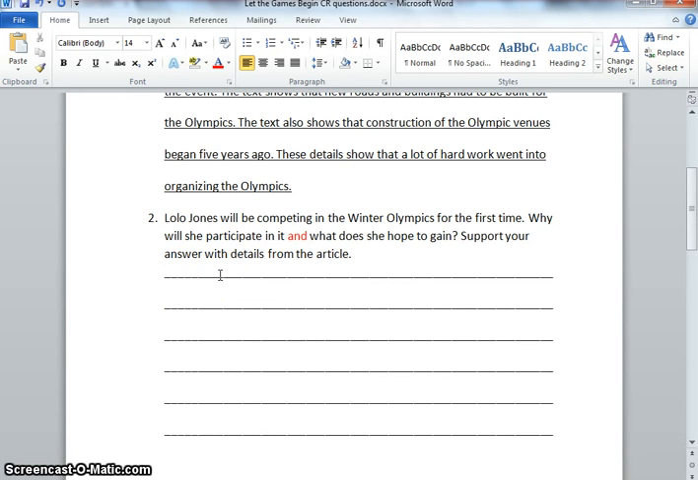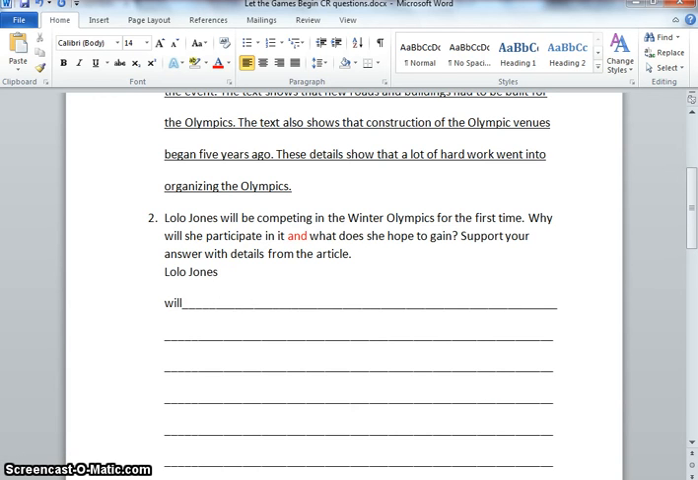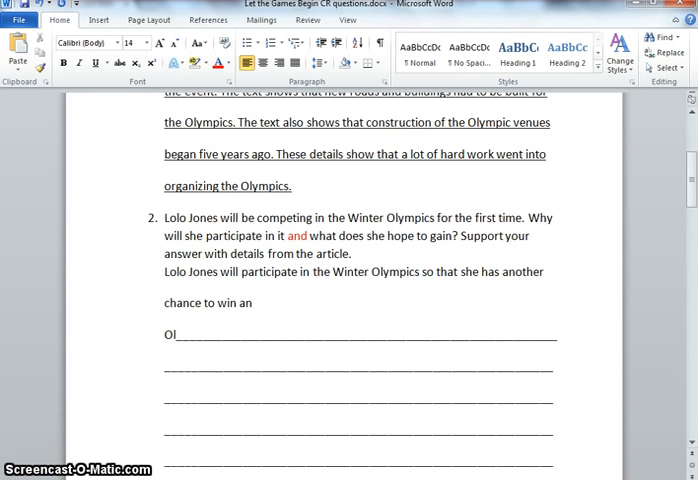So I'm going to restate and answer the question first. The first question, it says, Lolo Jones will participate in the Winter Olympics so that she has another chance to win an Olympic medal.